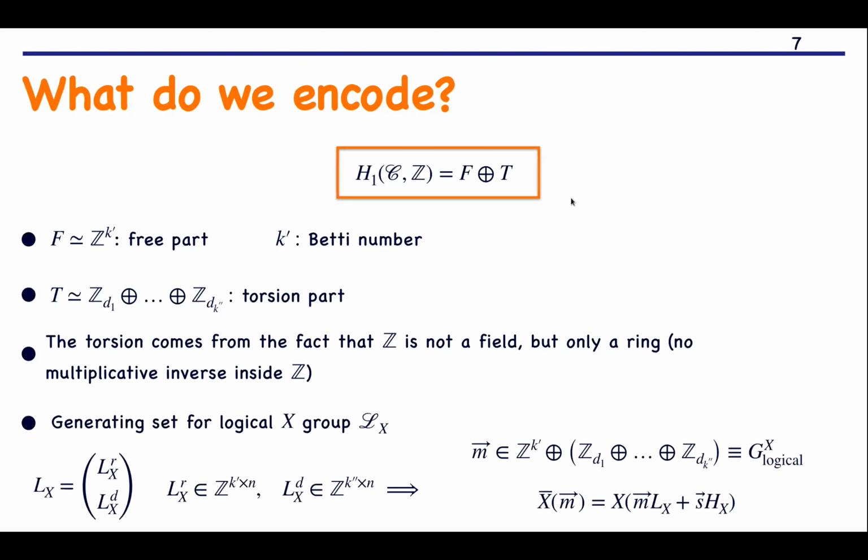So we can accordingly also organize the generators of the logical X as a matrix where the first part will be associated with the free part and the second part to the torsion part. And so here I just give a general form of a generalized Pauli operator, where this part here simply means that we can multiply by a stabilizer. And so a logical X will be characterized by this vector that has elements here, in this G logical X.